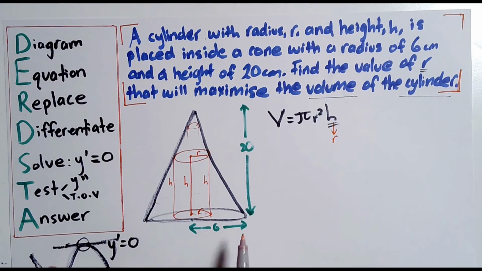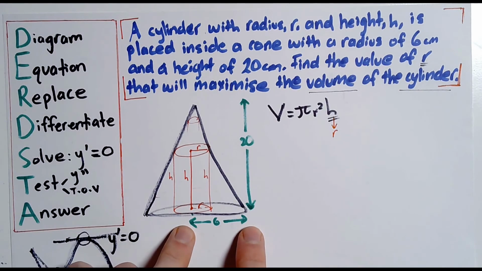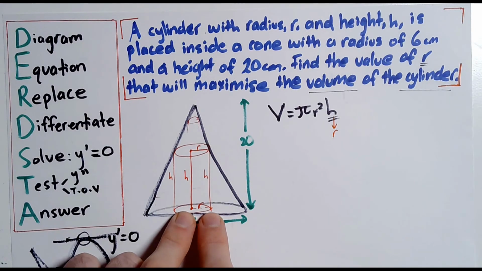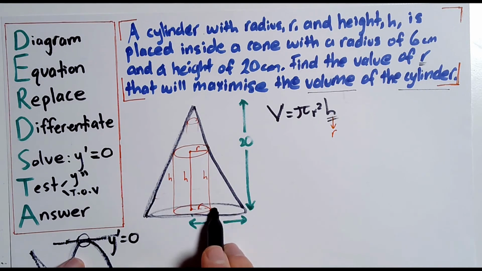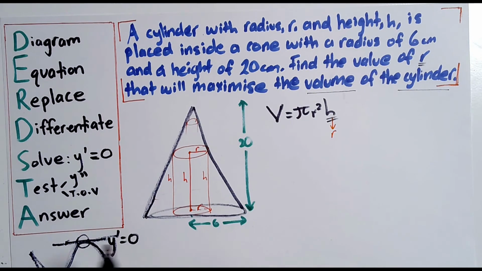Okay, so what can we do with our diagram here? What can we fill in that we haven't filled in yet? Well, if you look carefully, we know that this radius here is 6, and the smaller radius here is r. So that means you technically could find the radius of this part in between, or this part on the outside.